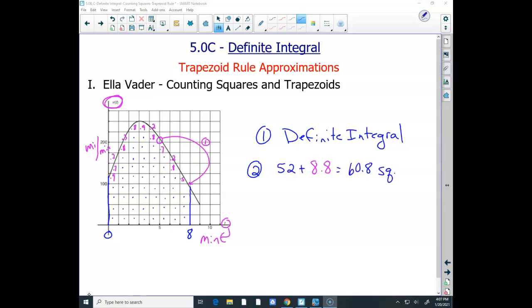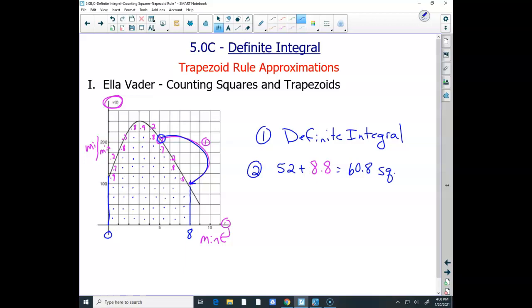Okay, so I went through and I estimated. You can hit pause now and you can see how I've estimated all these. I took this little niblet here and I flipped it down into here. You can do that as many times as you want. And then I added up all my partial squares and I came up with an extra 8.8 squares. So personally, I counted a total of 60.8 squares.